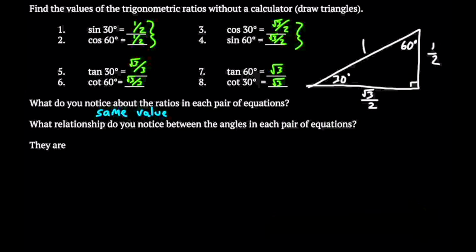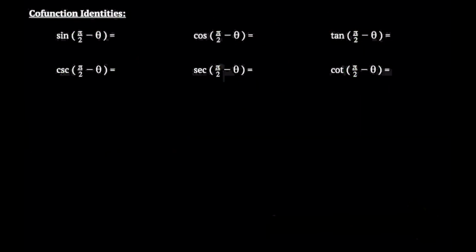And if you look at the angles, the key is that these are complementary angles. 30 and 60 add up to 90, which makes them complementary. And the CO from the word complementary is actually where we get the names for sine and cosine, and tangent and cotangent, and secant and cosecant. This is actually where our first set of identities comes from, these cofunction identities.